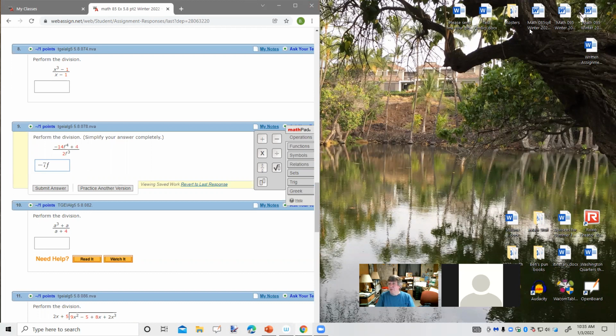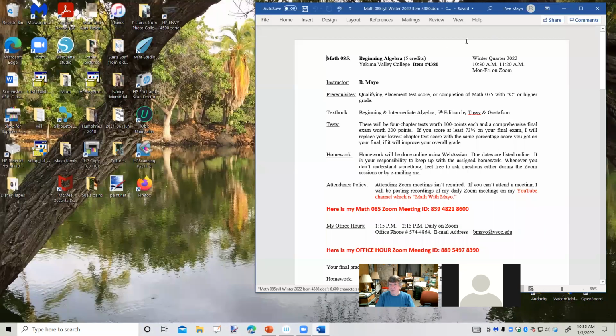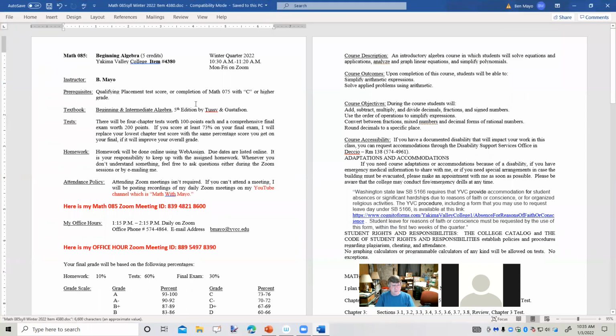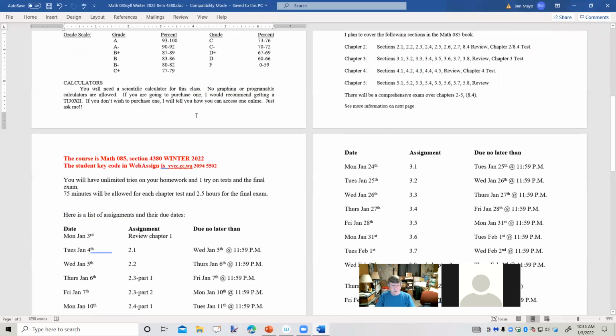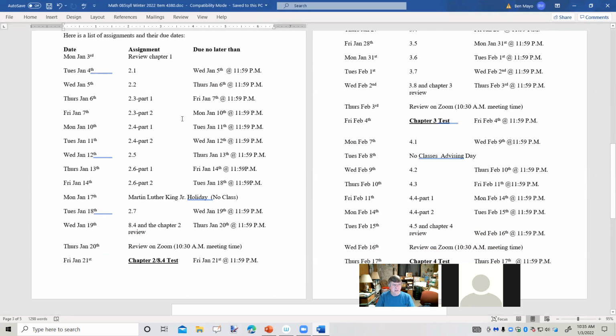Next thing I want to do is I want to look at the syllabus. So let's take a look at that for a minute. I want to go over some information. If you haven't already, you should print out the syllabus and read the entire thing. One of the things I want to talk about has to do with the assignment, okay? Or the assignments, I should say.